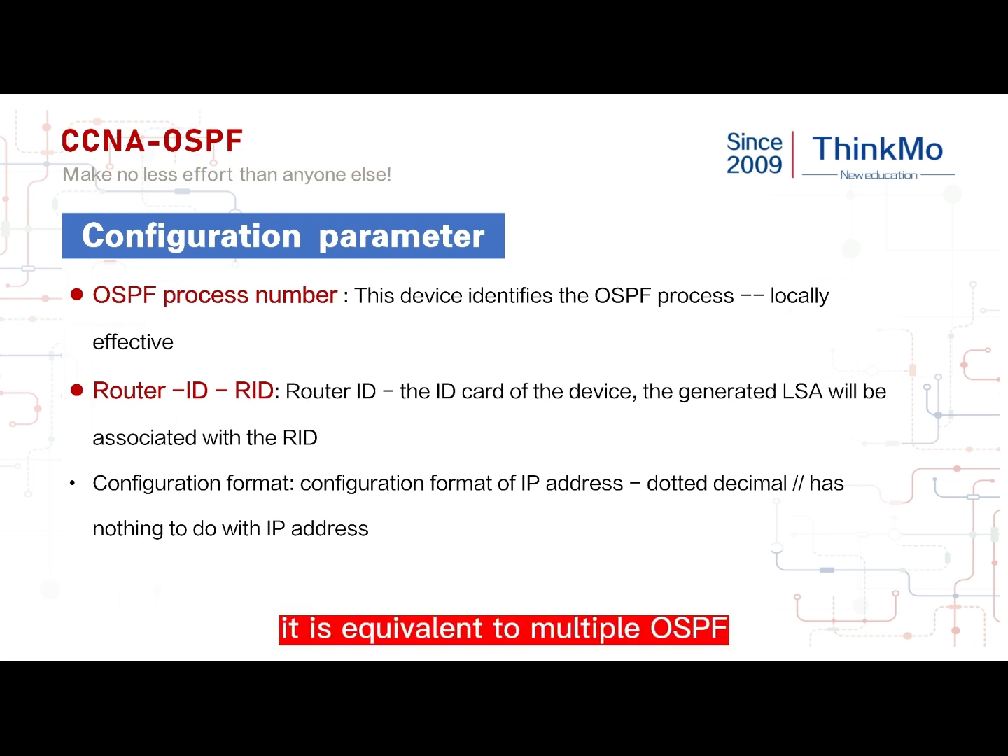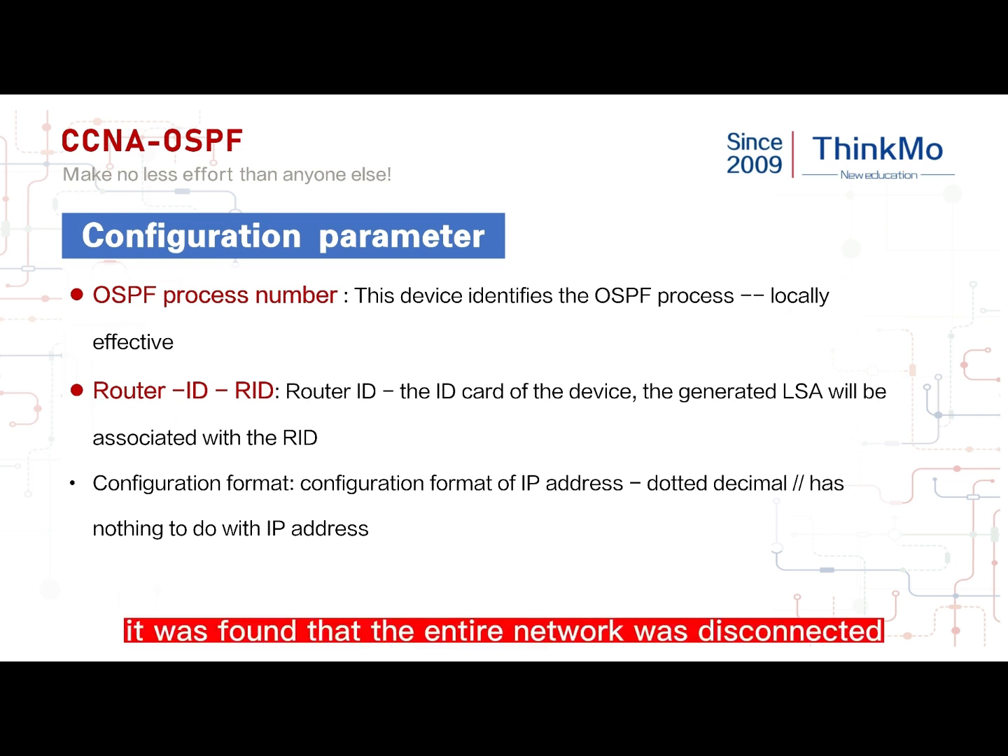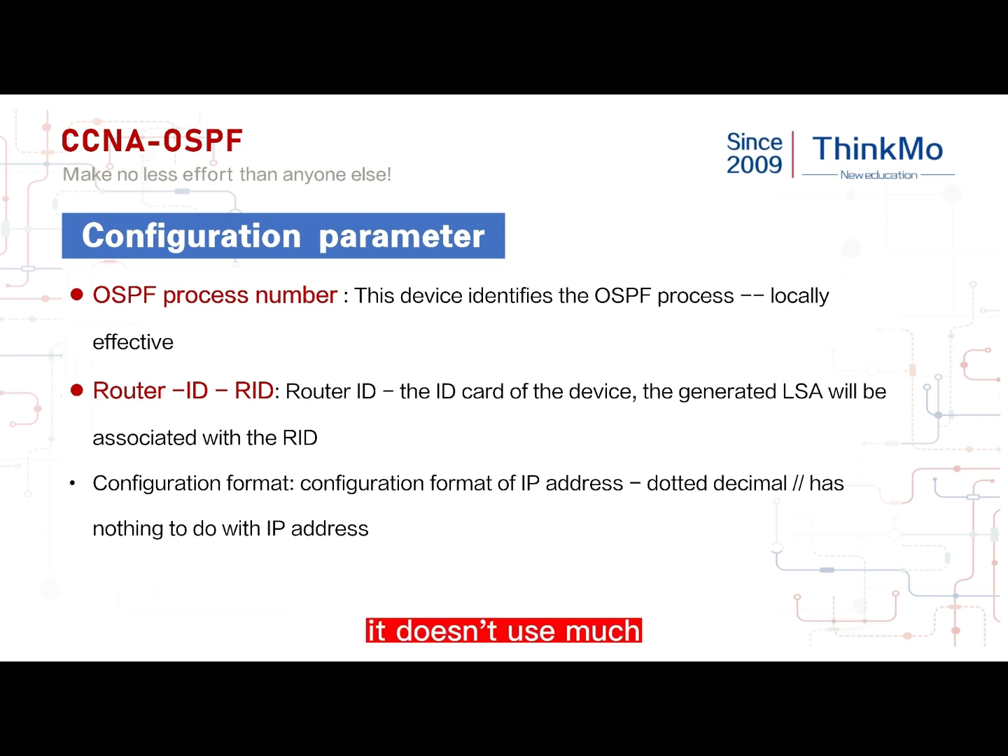It is equivalent to multiple OSPF. OSPF opens two process IDs. This is two OSPF. The contents of each other are non-overlapping. Later you will learn there may be many ways to connect devices, and then you will encounter all kinds of problems. You must never open a process 10 on the device and make some builds in it, then open another 20 and make some builds in it, open a 30 and make some builds in it. Finally, it was found that the entire network was disconnected. It doesn't use much, so just let everyone know.